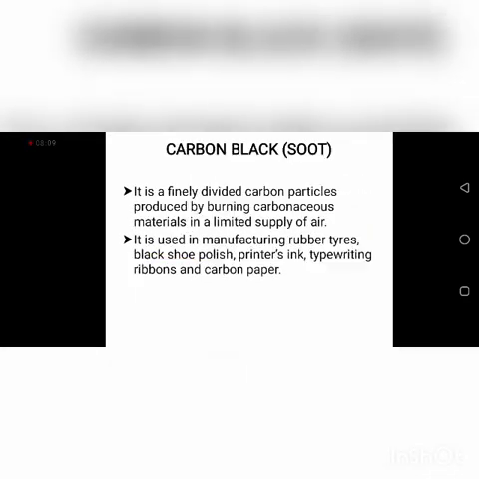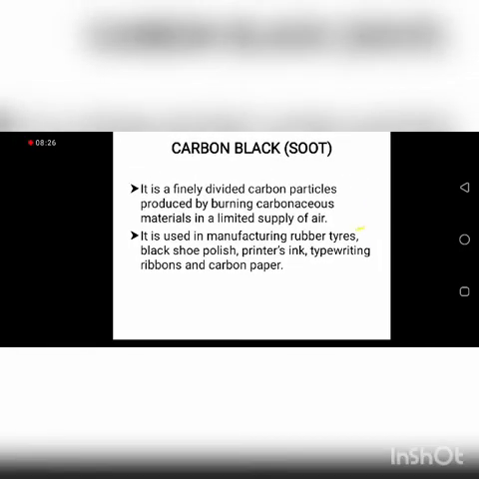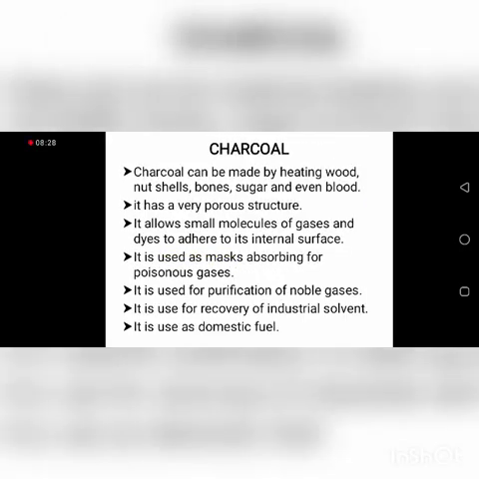Carbon black, or soot, is finely divided carbon particles produced by burning carbonaceous material in a limited supply of air. It is used in manufacturing rubber tires, black shoe polish, painters' ink, typewriter ribbon, and carbon paper. These are the uses of carbon black.